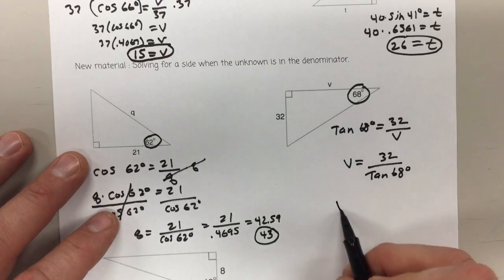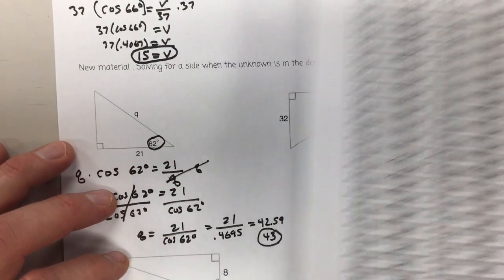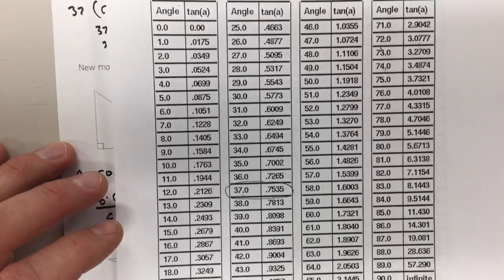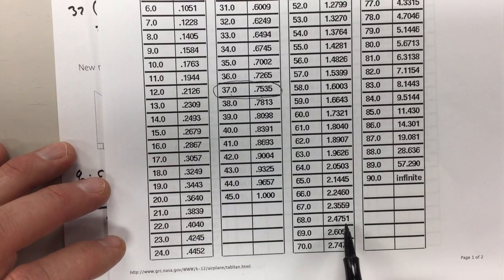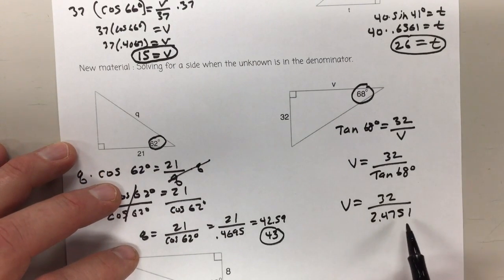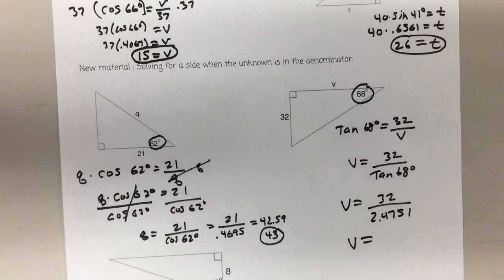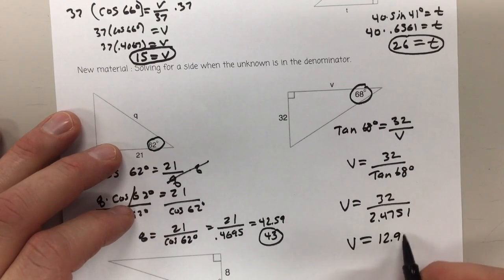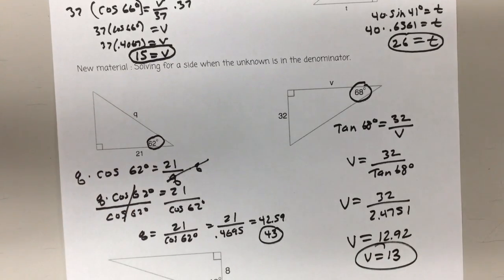Now I'm going to replace tangent 68 with the decimal. So I have to go to the tangent page of sine, cosine, tangent, and I'm looking for the tangent of 68. 68 is right here, 2.4751. So I replace tangent 68 with 2.4751. I divide those two on my calculator, and I get 12.92. And for our purposes, we're going to round that to the nearest whole number and call it 13.